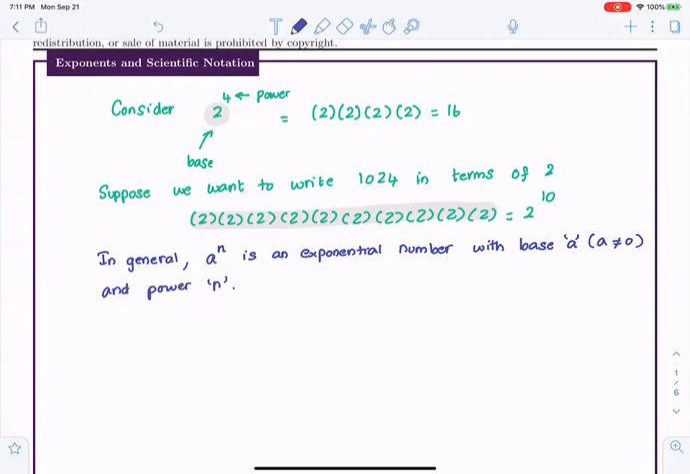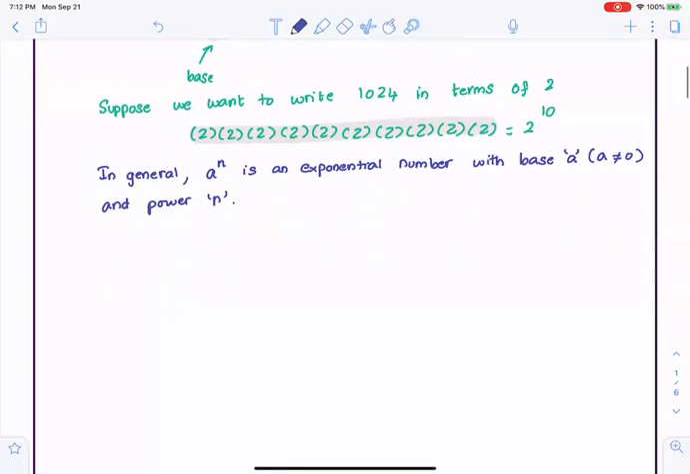So that's what an exponential number is. All we are trying to do here is find a compact way to express a particular number. As I showed in the example earlier, I tried to write 1024 in a compact manner, which is 2 raised to 10. There are some rules when it comes to exponential numbers or dealing with exponents.